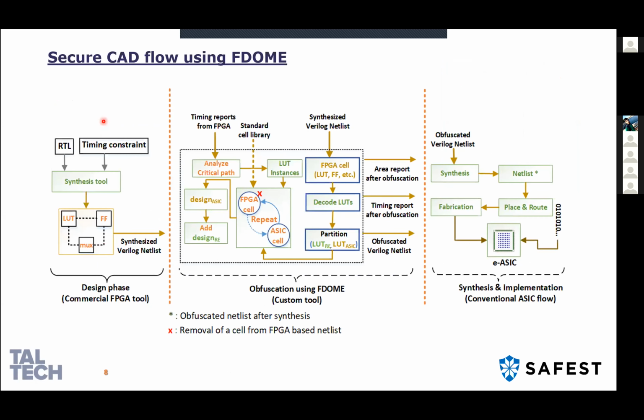This figure shows the secure CAD flow using FDOM. It has three phases. In the first phase, we synthesize the design using commercial synthesis tools such as Vivado, and then we export the synthesized netlist and the timing report.